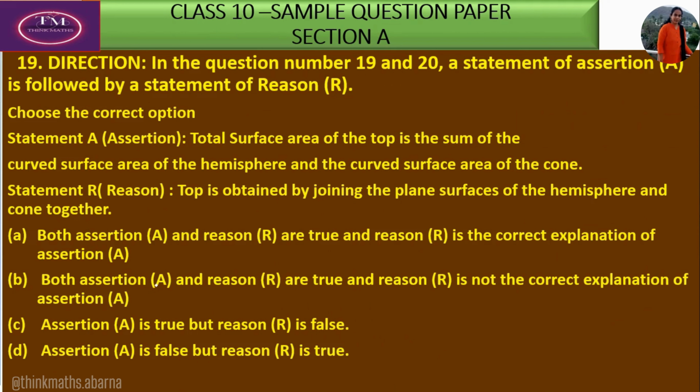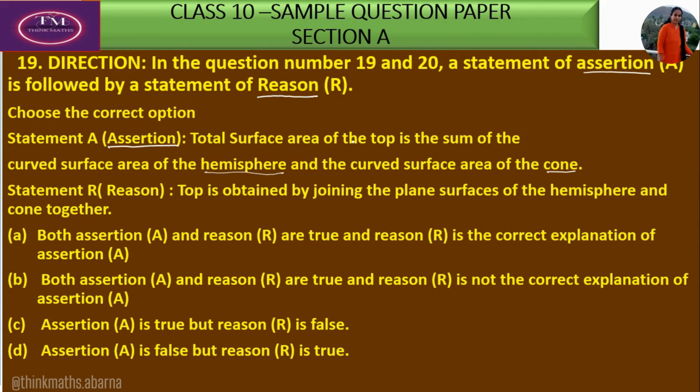Here the 19th question and 20th question are assertion and reason based questions. Here they will give you an assertion, and we have to check whether it is true or not. They will also give you a reason for the assertion, and we have to check whether this reason is true and whether it is the correct explanation of assertion A. For this 19th question, statement A is the assertion. What is the assertion? The total surface area of the top is the sum of the curved surface area of the hemisphere and the curved surface area of the cone.